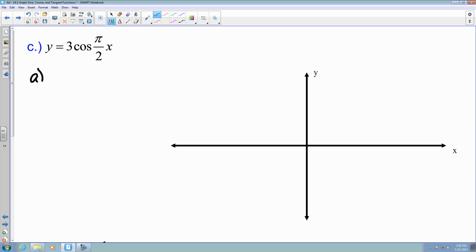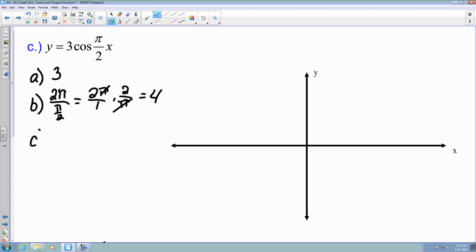So I got A. The amplitude is going to be denoted as that value that's on the outside of the cosine, which is 3. And then for B, I want to find the period, so it's going to be 2 pi over B. Well, B is pi over 2. So if I look at this, this is going to be 2 pi over 1 multiplied by its reciprocal, which is 2 over pi. So the pi's cancel, which now my period is going to be 4.